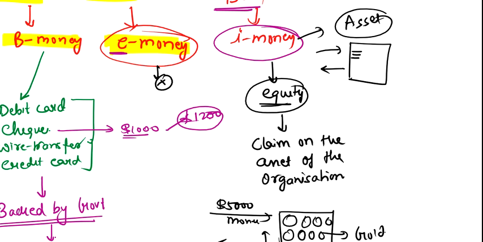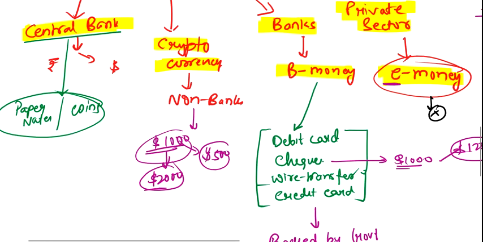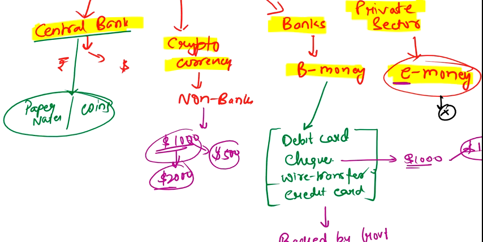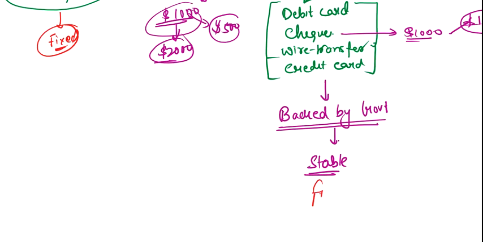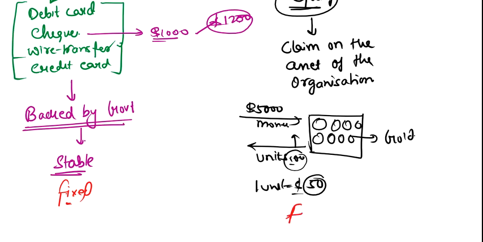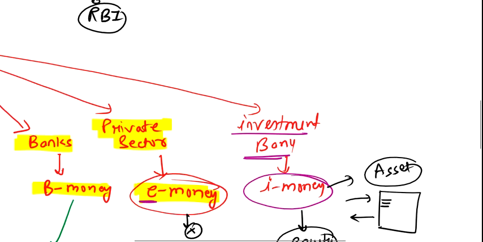So what are the problems with e-money? Not backed by the government, not backed by the assets. That's why they are not stable. Same with the cryptocurrency, not backed by the government. Also, they are not backed by any assets. So now, one thing I can assure that the central bank money is fixed in nature. Clear? Because backed by the government. Bank money is also fixed in nature because backed by the government, and I money is also fixed. Why? Because backed by an asset. But e-money is not going to be stable.